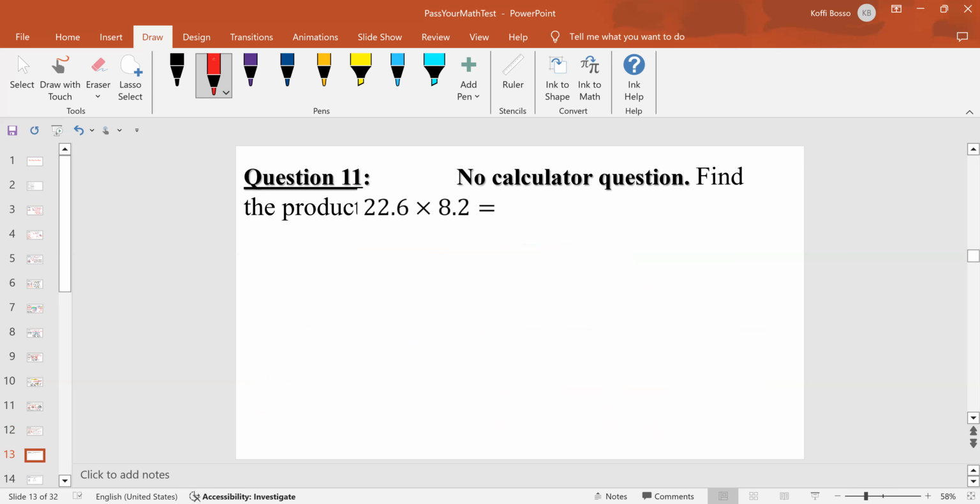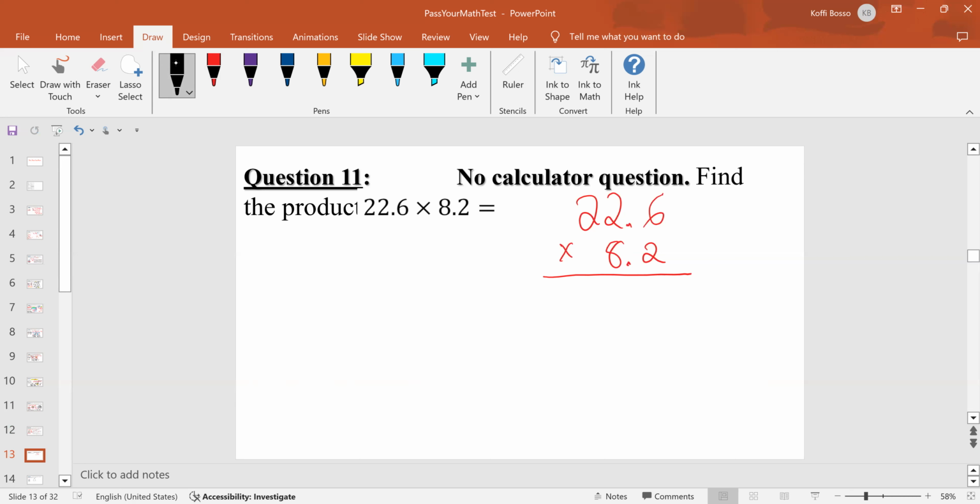Question 11. Wow, they say no calculator. So that means you need to do this calculation without a calculator. 22.6 multiplied by 8.2. For multiplication between decimals, it is not mandatory to line up the decimal point. It doesn't matter. To do this calculation, I will do it from right to left.